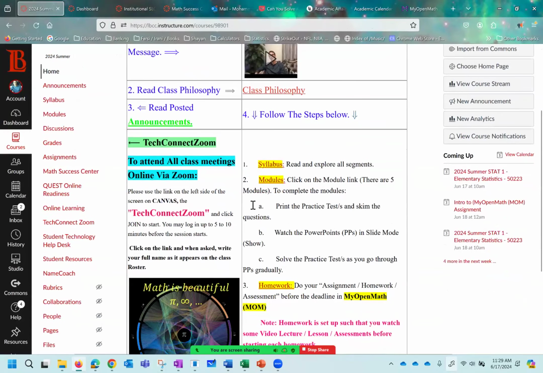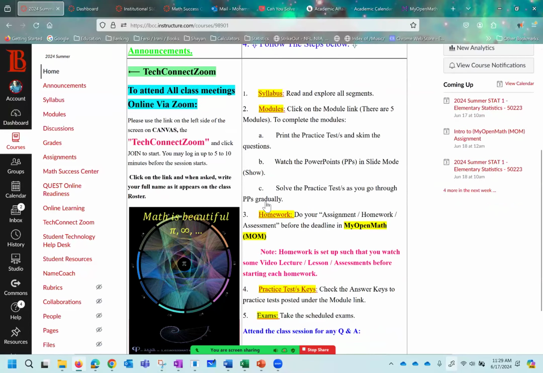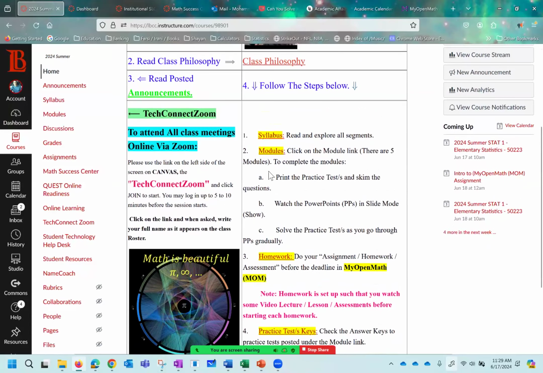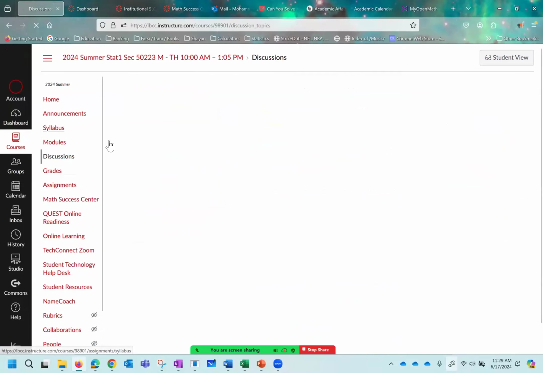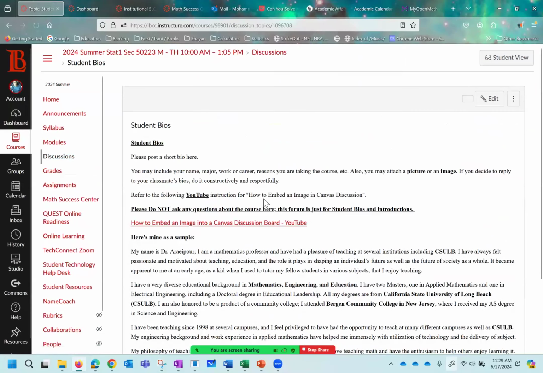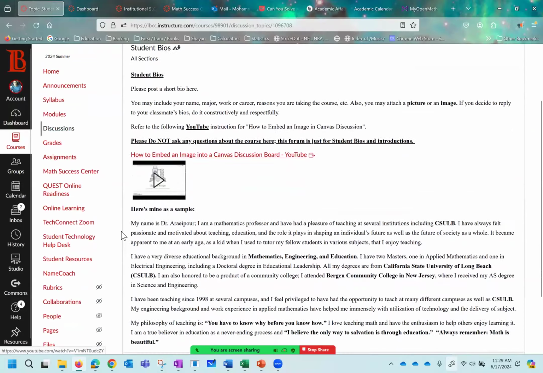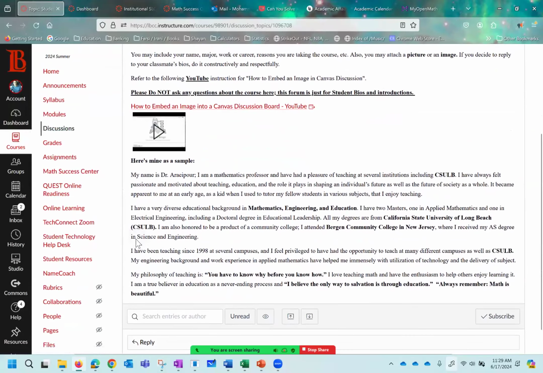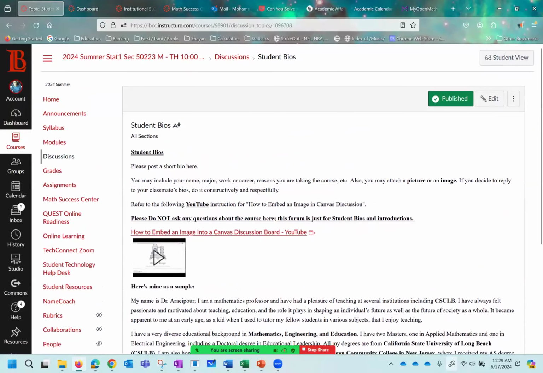Now, I want to go under the modules. And before I do that, I want to look at two things, because the modules cover most everything there. One of them is the discussions. In this case, we have two that are not graded. Student bios, you see mine as an example. You're more than welcome to reply and write yours. And if you see somebody's bio and you want to comment, please do so with respect, that would be fantastic.